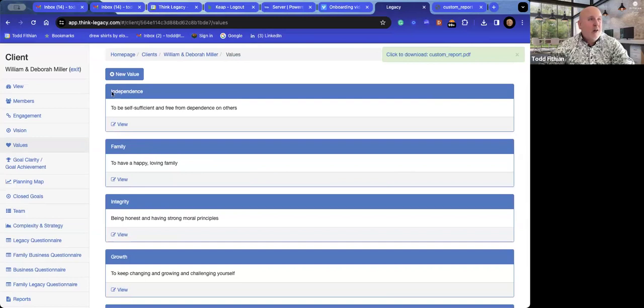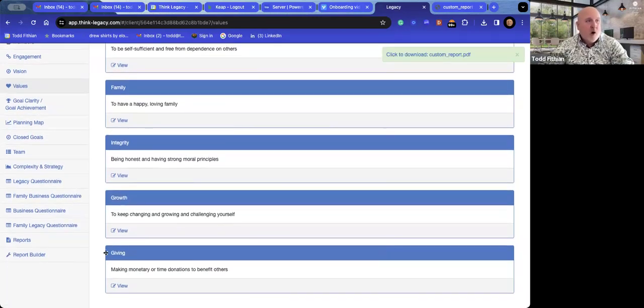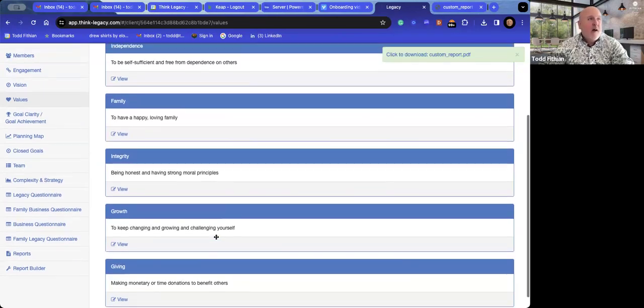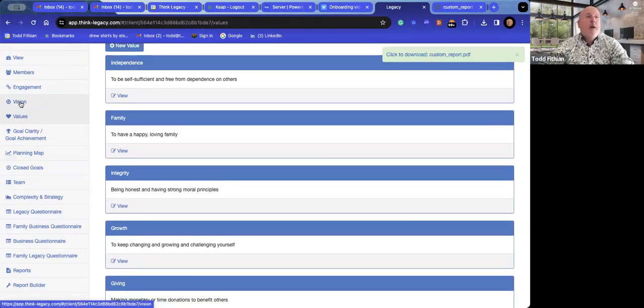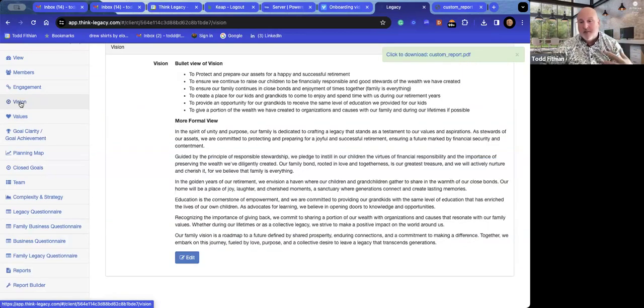So again, here you can see the Millers, right? Independence is important, family is important, integrity, growth, and giving, right? That ultimately ended up being the 5 values in the situation for them. Once we get into the values, the second piece we go into is the vision, right?